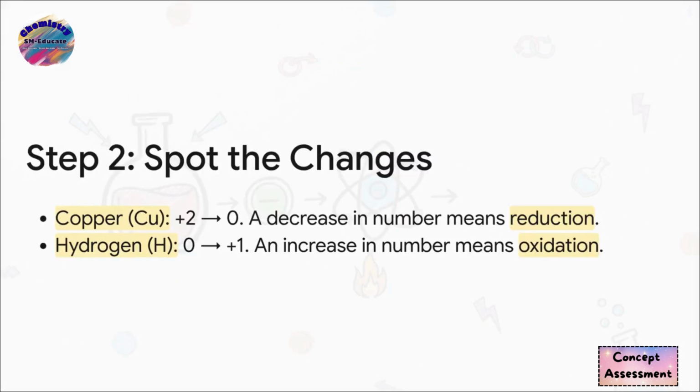Now for the fun part, let's track the changes. Copper's oxidation number drops from +2 all the way down to 0. That decrease, or reduction in number, means it gained electrons, so we say it was reduced. Hydrogen, on the other hand, goes from 0 up to +1. That increase means it lost an electron, and we call that oxidation.